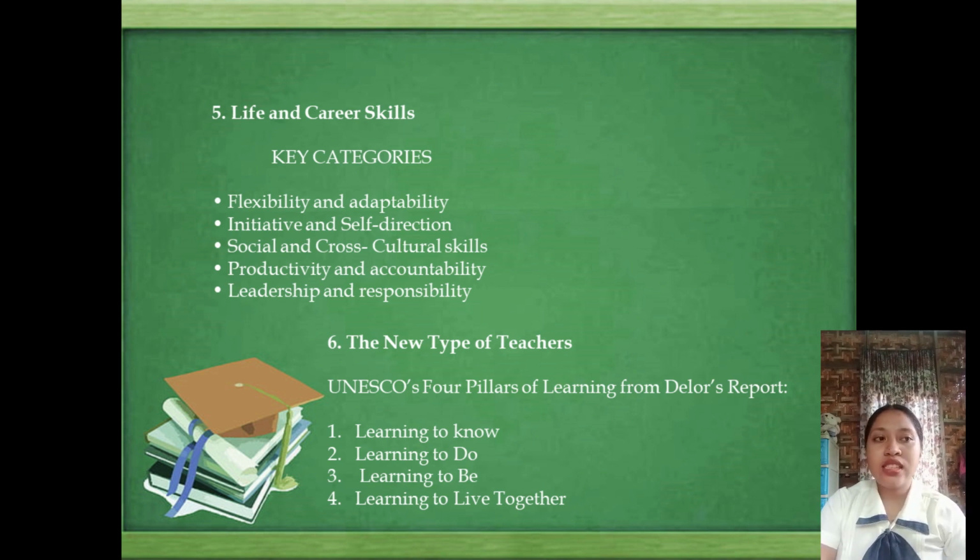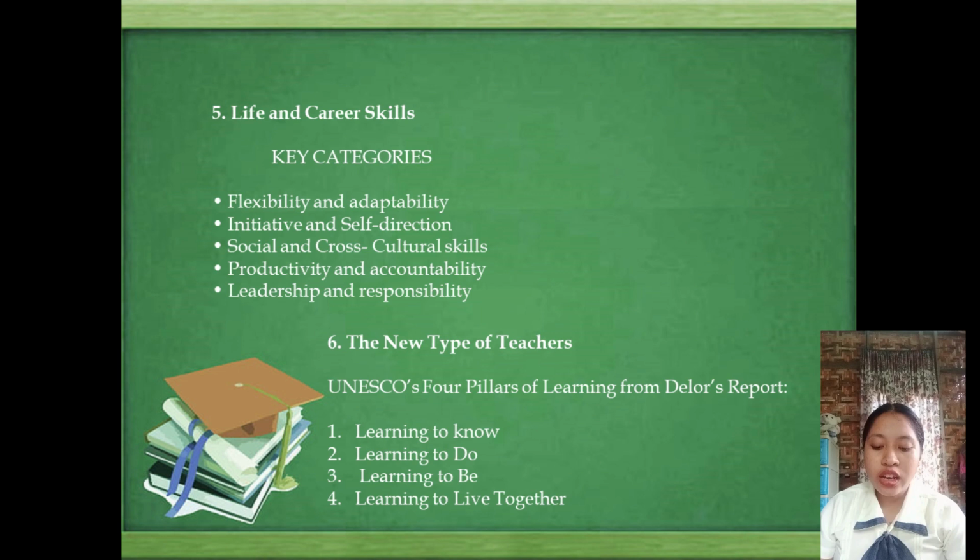The next one is the new types of teachers. UNESCO, or the United Nations Educational, Scientific and Cultural Organization, has four pillars of learning from the Delors report. First, we have learning to know. Second one is learning to do. Third one is learning to be. And the fourth one is learning to live together.